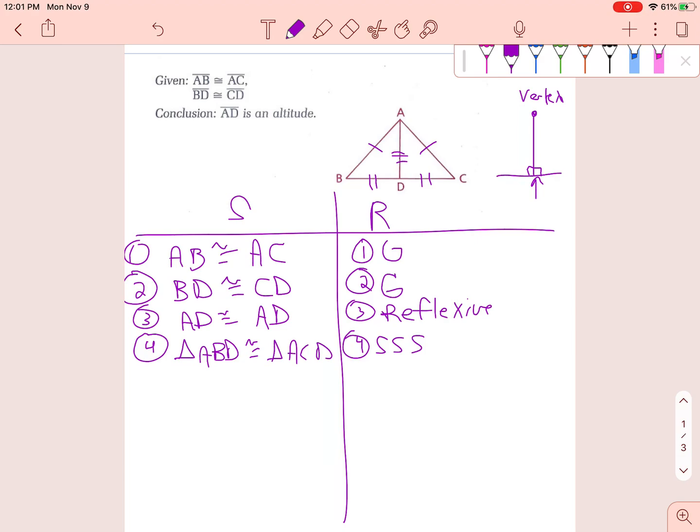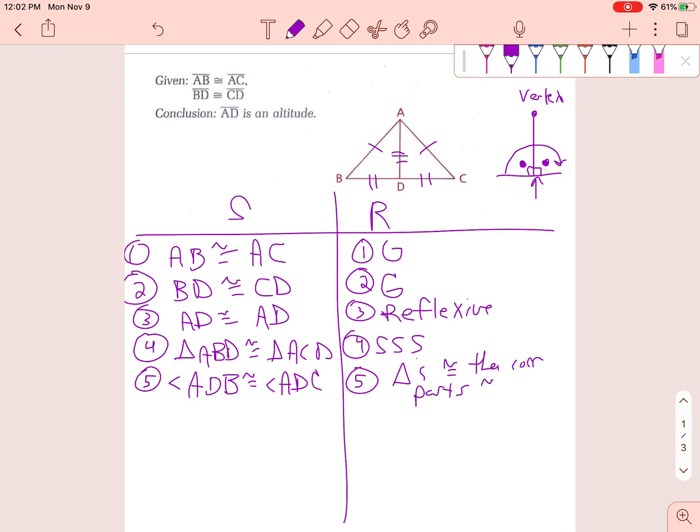Okay, why did I choose to make those triangles congruent? Well, I chose that so that I can get these angles congruent to each other. Because not only are they going to be supplementary, but if they're supplementary and congruent, then they are right angles. So I'm going to say angle ADB is congruent to angle ADC, and that is because if triangles are congruent, then their corresponding parts are congruent.